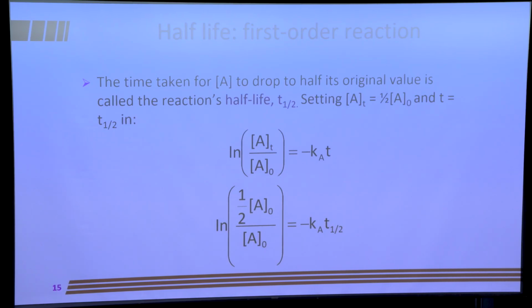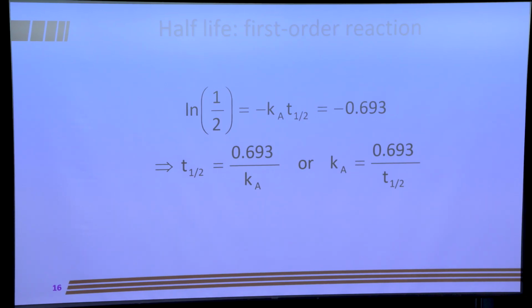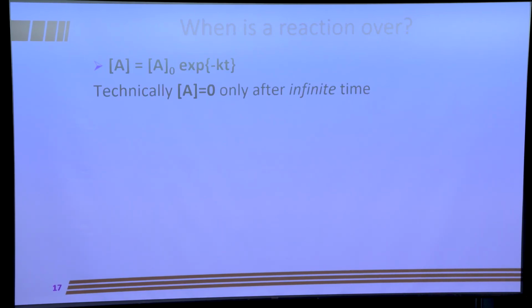So again, the concentration of A at time 0 cancels, and we have the log of a half is equal to minus k times t half. The log of a half is minus 0.693. So the half-life is 0.693 over the rate constant, or the rate constant is 0.693 over the half-life, for a first-order reaction. And that's nice because if we know the rate constant, we can get the half-life, or if we know the half-life, we can get the rate constant very easily.